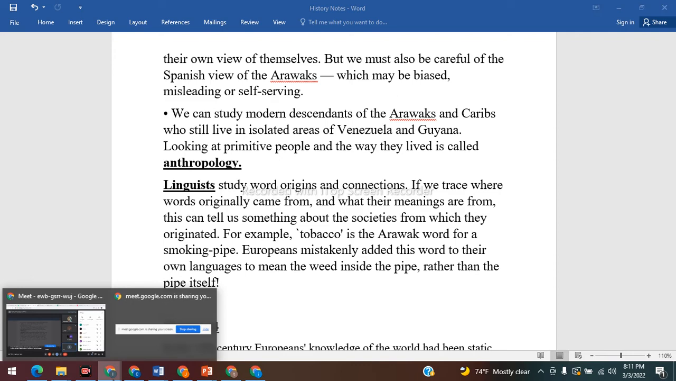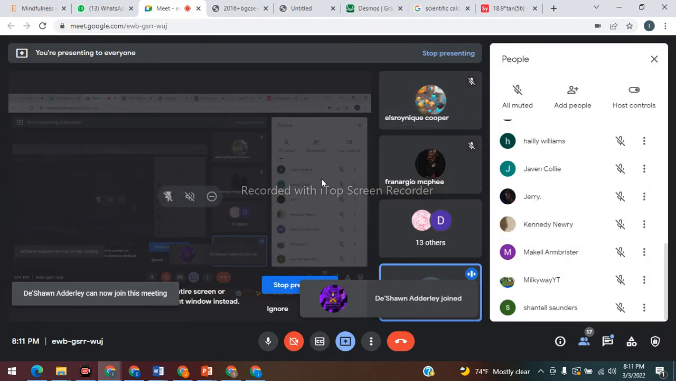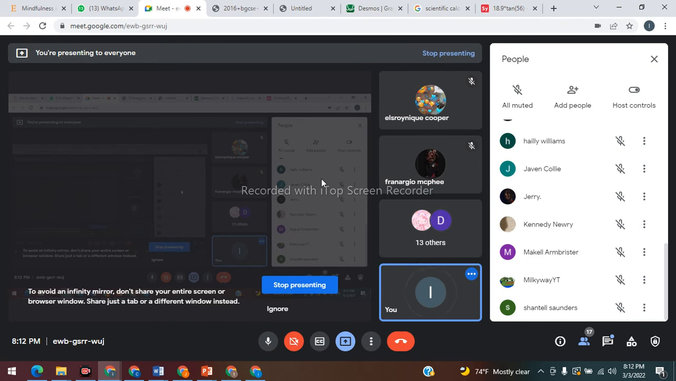There are certain things that happened that facilitated Christopher Columbus' journey. Number one, he needed a boat, right? He needed more than a boat. He needed a ship. He needed a ship that could undergo.